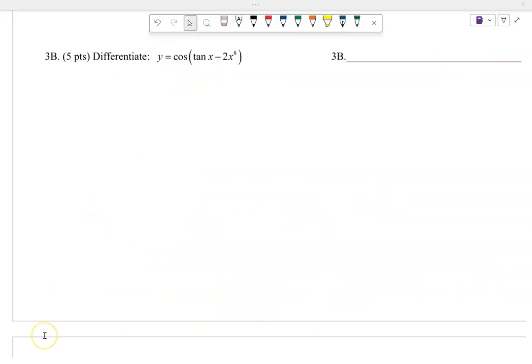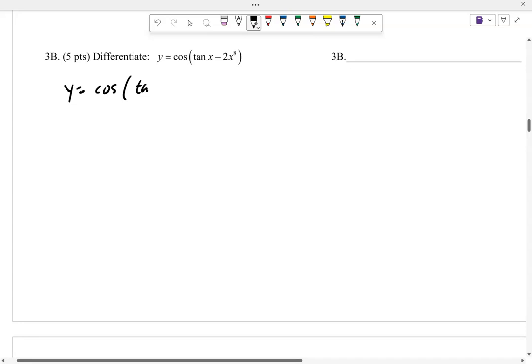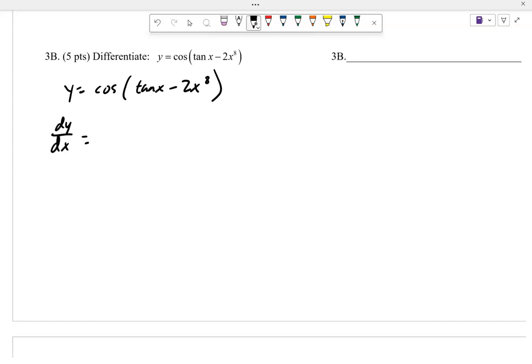All right, notice on 3b here, we've got y equaling the cosine. Oh, so we've got quite the composite function here. So if I'm taking this derivative, dy dx or y prime, what's the derivative of the cosine? Well, that's the negative sine of that stuff. And then I have to take the derivative of the inside there, right? I have to run my chain rule.